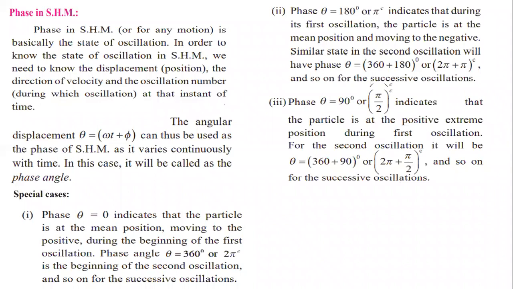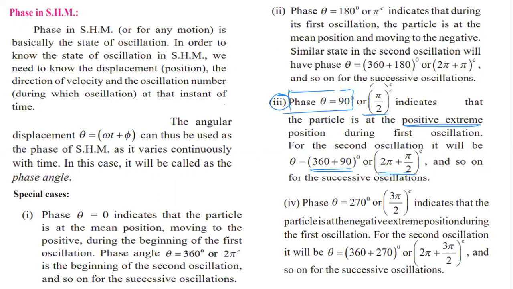Now next case is case number 3. If the phase angle is 90 degree or pi by 2 radian, it indicates that the particle is at the positive extreme position during the first oscillation. For the second oscillation, it will be 360 plus 90, or 2 pi plus pi by 2, and so on for the successive oscillations.